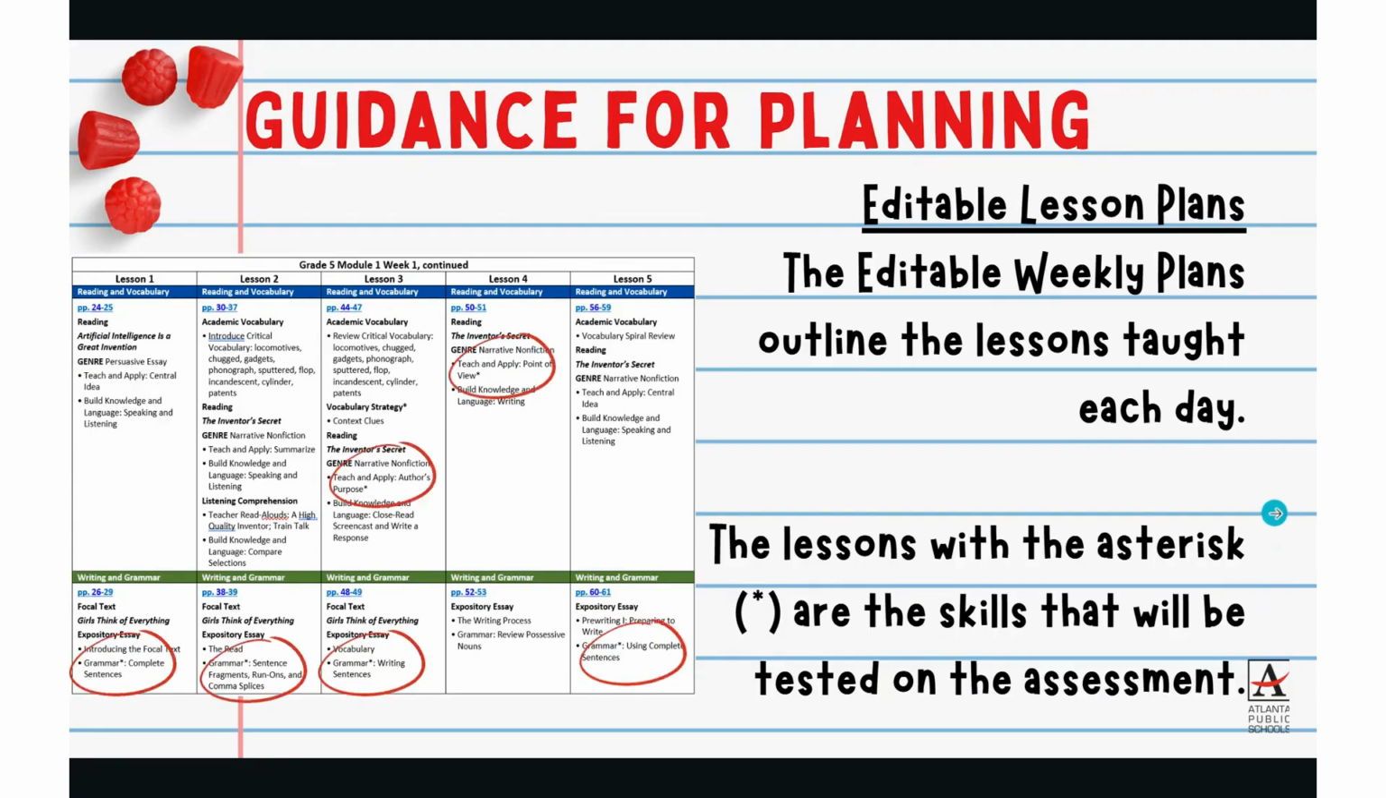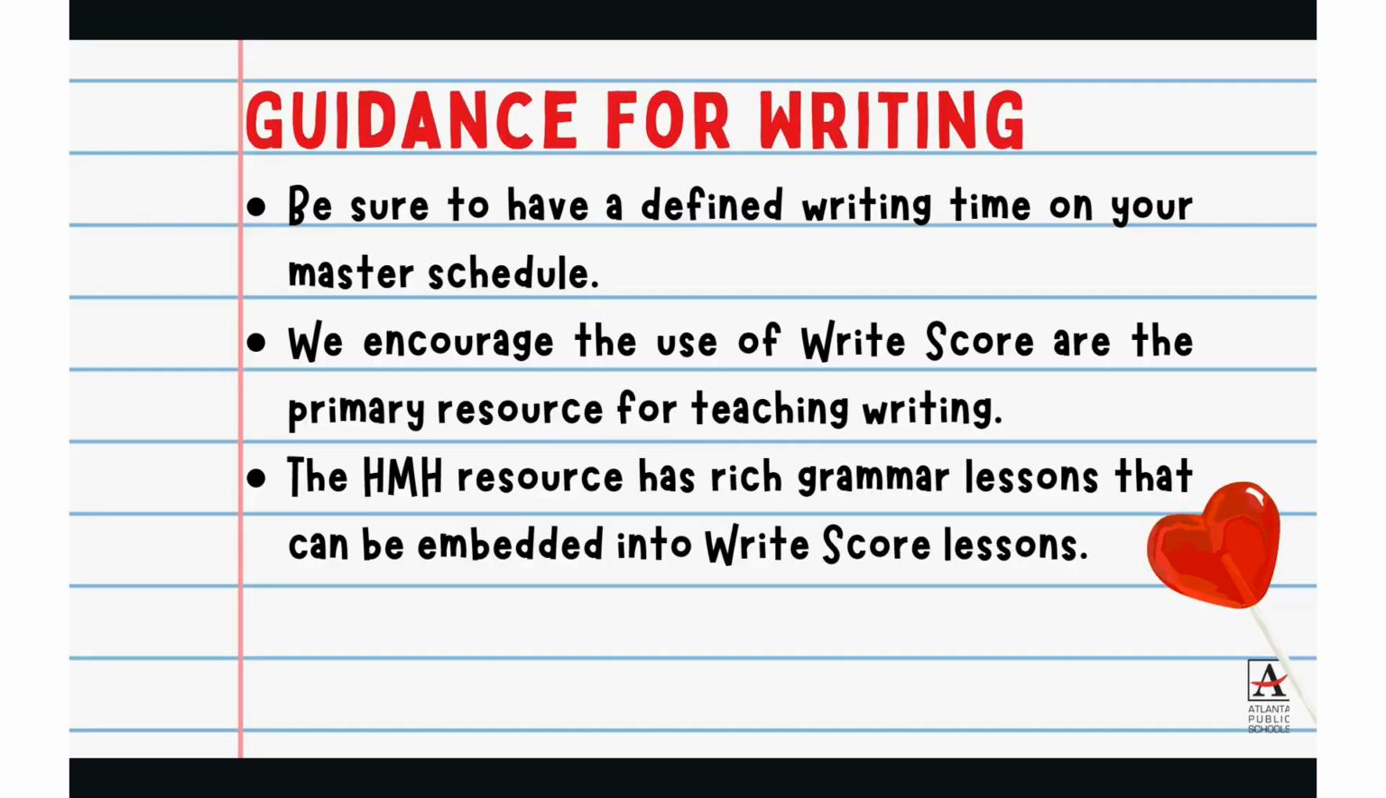Here's a little bit of guidance for writing. Be sure to have a defined writing time on your master schedule. We also encourage the use of WriteScore as the primary resource for teaching writing in grades 3 through 5. Finally, the HMH resource has rich grammar lessons that can easily be embedded into the WriteScore lessons.